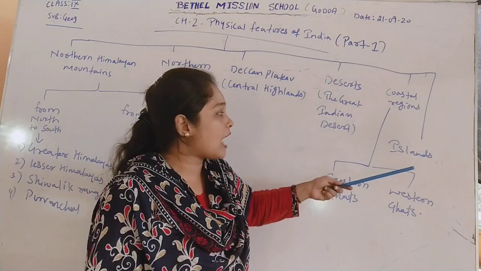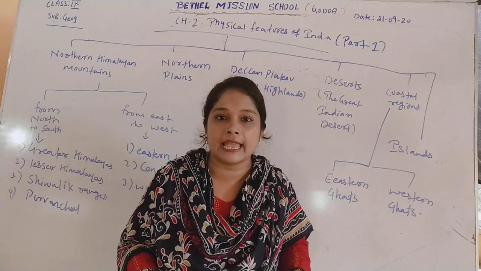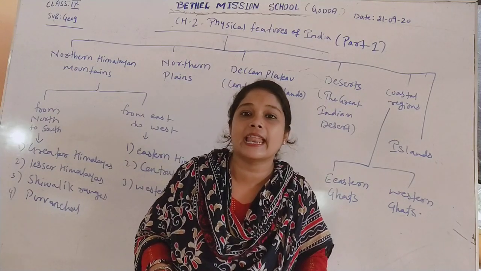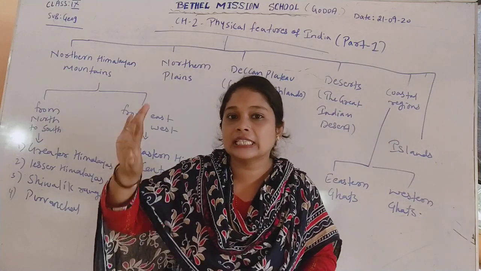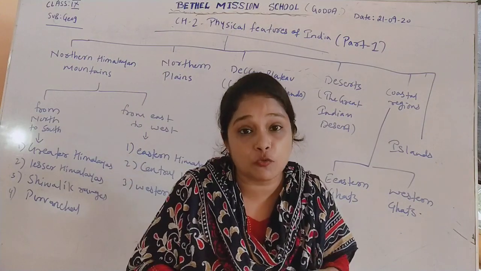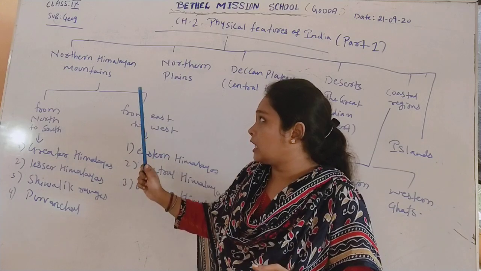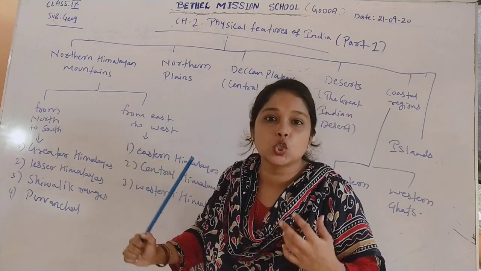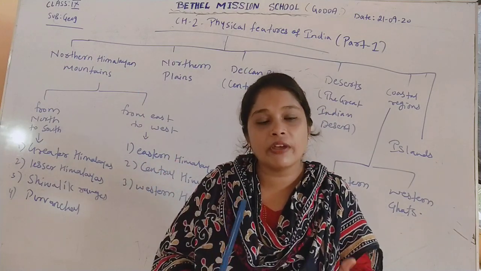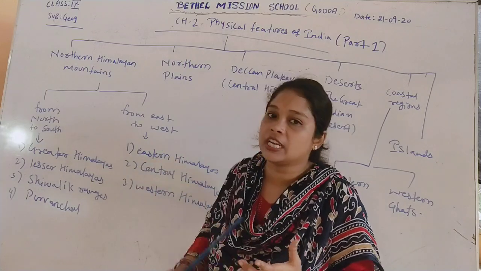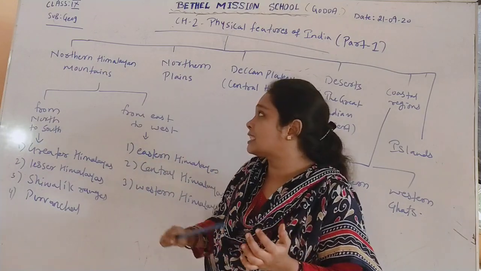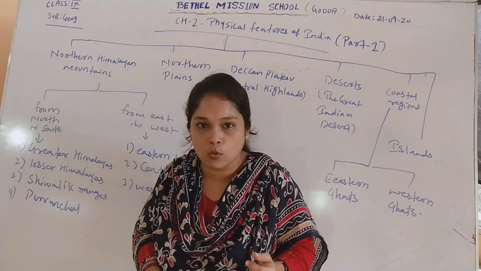Then we also have certain islands in India like the Andaman Nicobar Islands and Lakshadweep Islands. So these are the 6 physical divisions of India which we are going to learn in this chapter in detail. Each physical division of India we are going to learn in detail. Okay, now when we talk about these 6 physical divisions of India, first we will start with the northern Himalayan mountains.